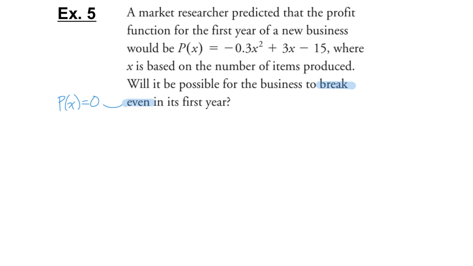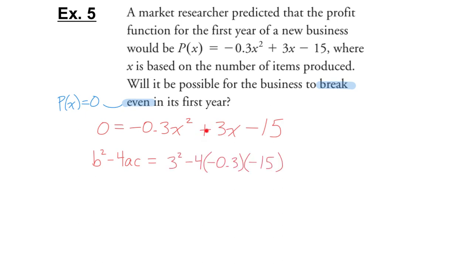Notice the question also is not asking you how many items would need to be produced in order to break even. It's just asking, will it be possible for the business to break even? So we know the profit is 0, and here's the function. We could solve for x to figure out how many items would need to be sold in order to have a profit of 0. But it's just asking, will it be possible? So really, we just need to know if there are going to be any solutions to this equation. Really, we're just seeing what the value of the discriminant is. If we can calculate the value of the discriminant, we can figure out whether we're going to have a solution or not to this equation.